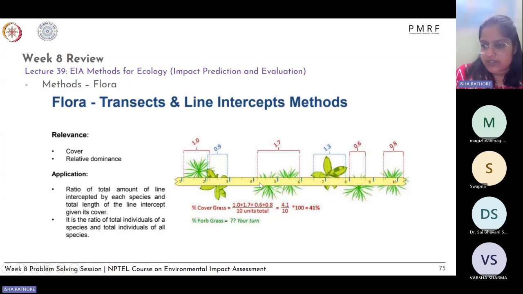Then another 1.7 units here, and then another 0.6 and another 0.8 on this line. So you add the total grass cover, which is 1.7, 0.6, and 0.8, divided by the total length of this line. So you get 41% of this line has the coverage of grass. By this analysis, you identify the cover and relative dominance of a species. So this is the first method where we use lines to identify the ratio between the different species which are found on the site. This is the method which we use for flora.